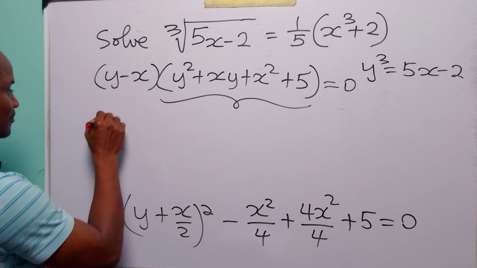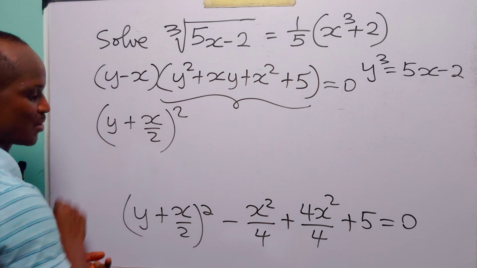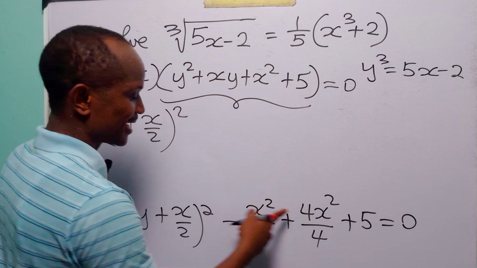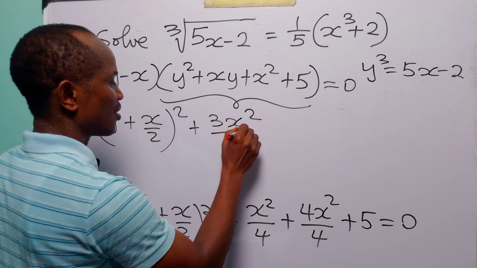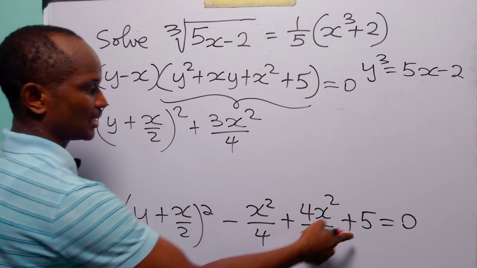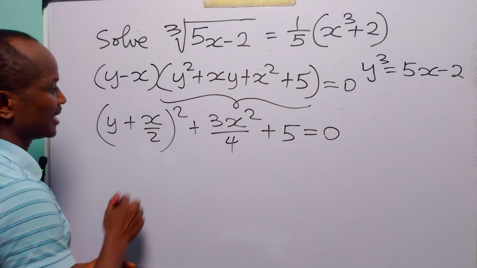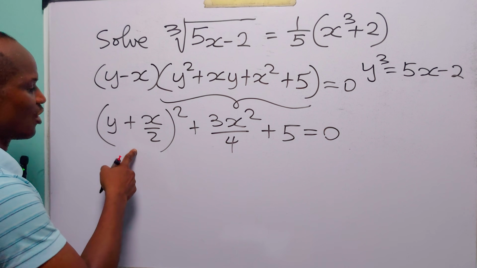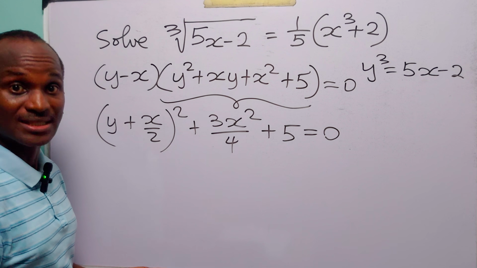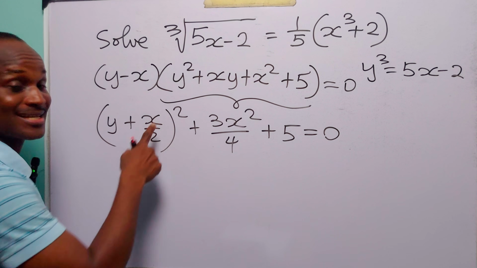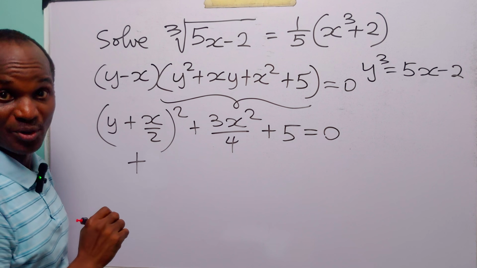Now, from here, we have (y + x/2)² + 4x² − x² which is going to give us 3x²/4, then plus 5, and this is equal to 0. Now, from this equation, of course, you know that (y + x/2)² must be a positive quantity, because whether y or x is negative, once you square, the product must be positive.